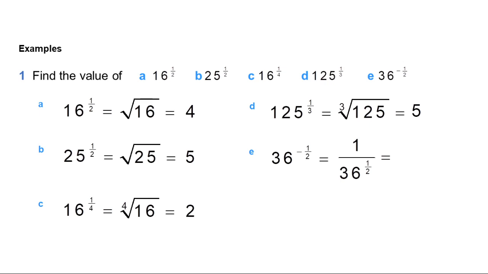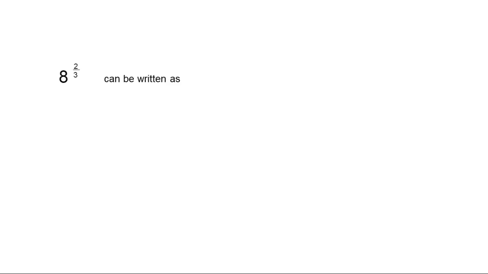Okay, and then change that into a root. Since it's raised to the power of 1/2, then it will become square root of 36. So it will become 1 over square root of 36. And 1 over square root of 36 is 1 over 6. That's the example number 1.